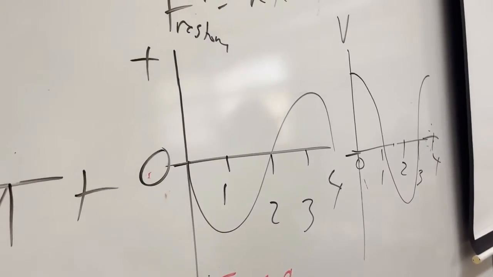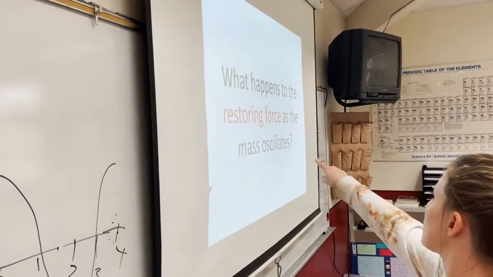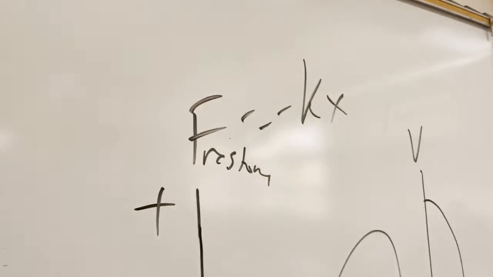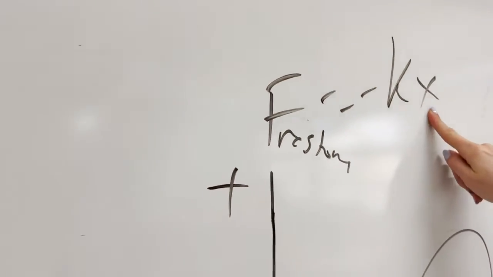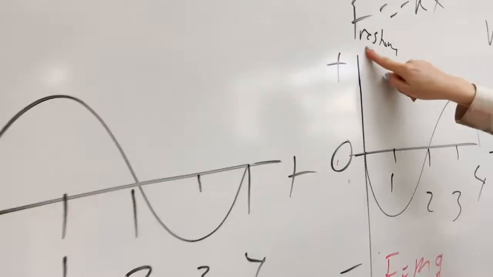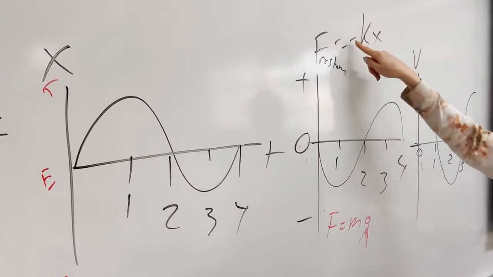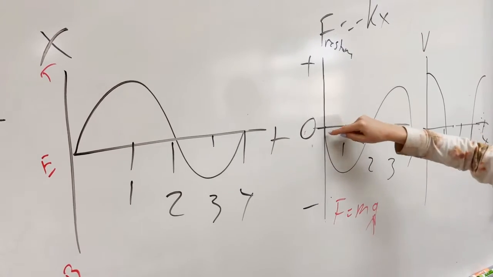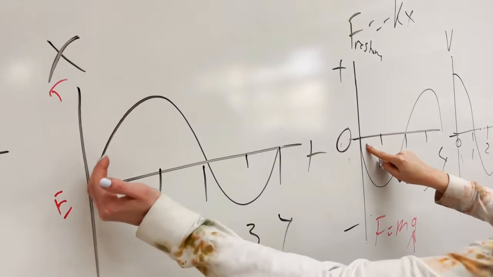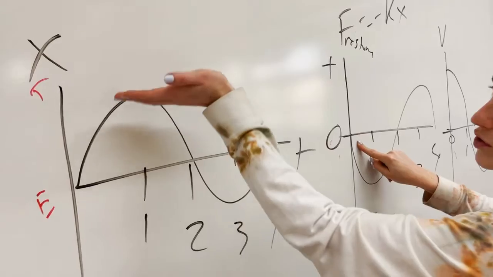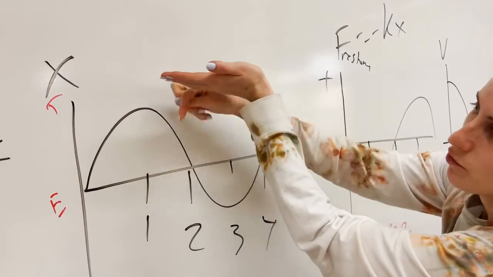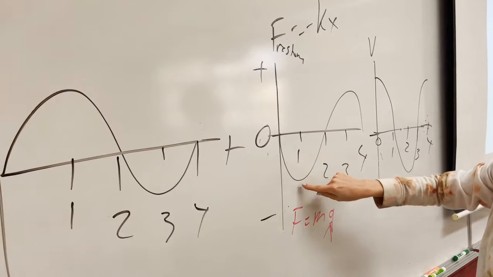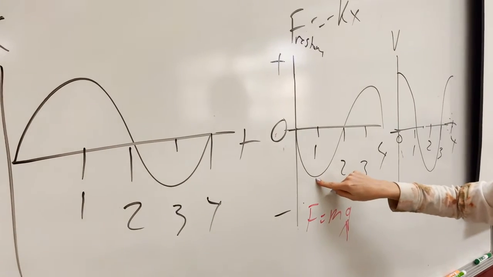What happens to the restoring force as the mass oscillates? Well, the force is equal to negative kx. That's like saying the force is exactly opposite to x. So if this is the top and this is the bottom, as our spring is oscillating towards the top, we have a force in the negative direction trying to pull it back down to equilibrium. Our force is negative here.